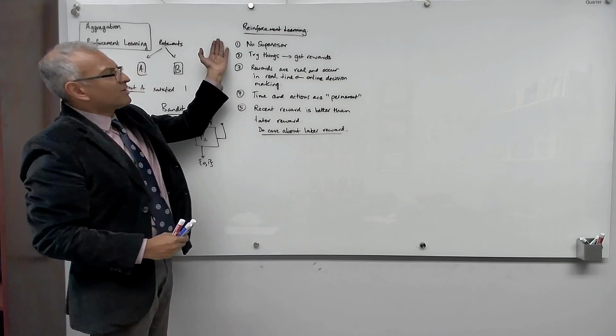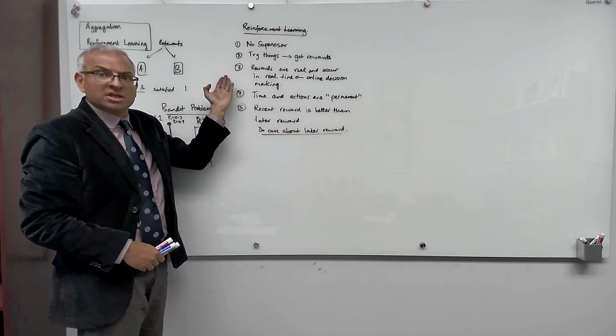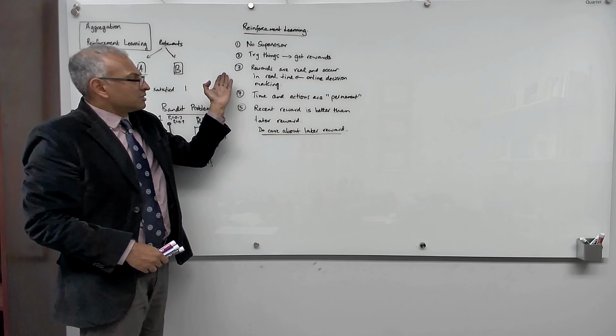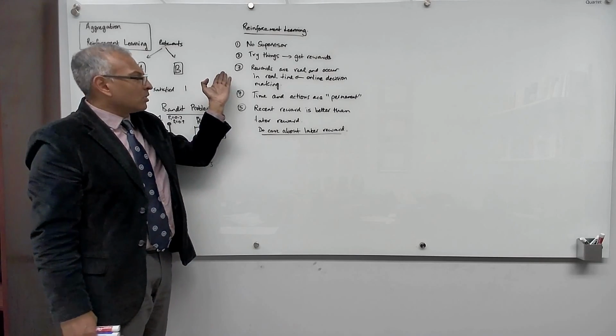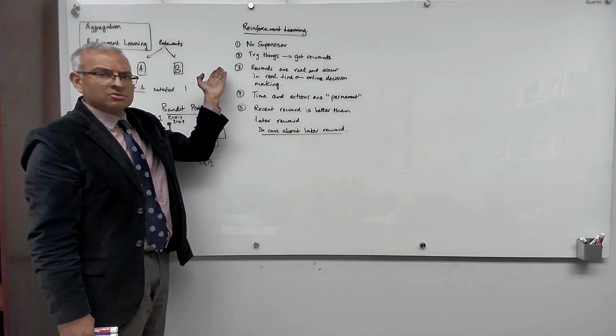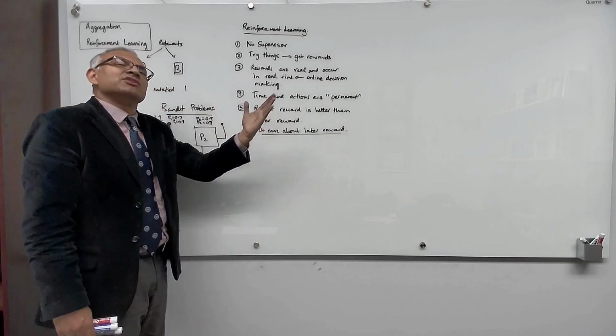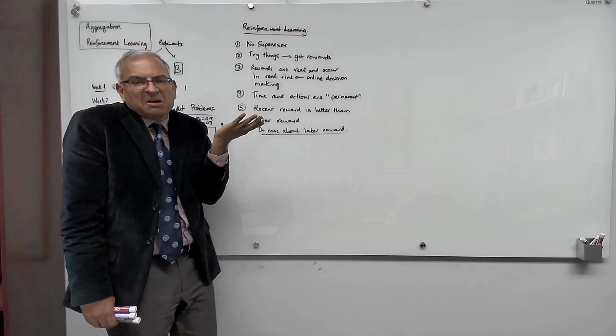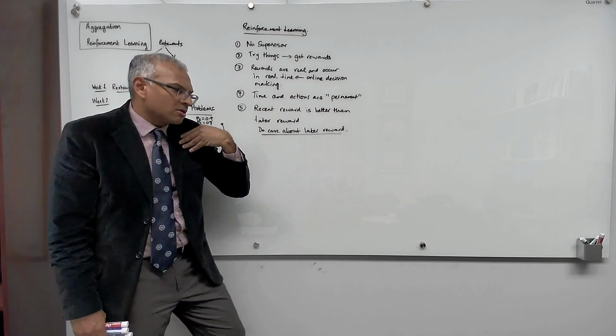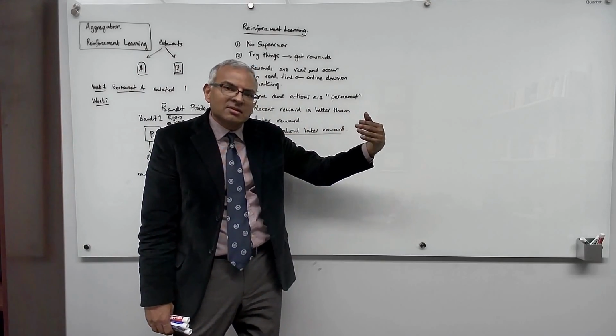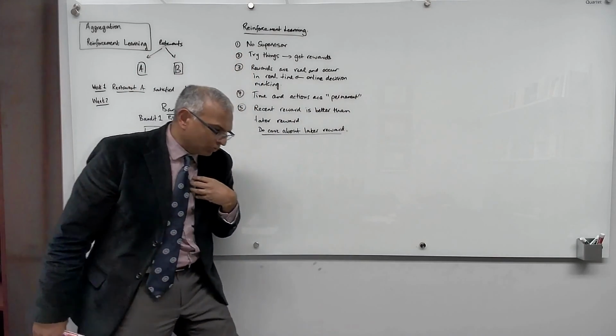No supervisor, you try things and get rewards. The rewards are real. So you want rewards. You will feel the pain of rewards, and those actions that generated those rewards are permanent. You can't revisit them because there's a notion of time. And you prefer recent reward to later reward, but at the same time, you do care about, at the end of the day, acting optimally because the game will go on for some time.